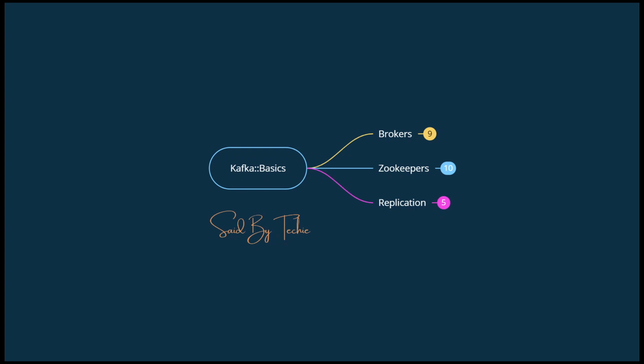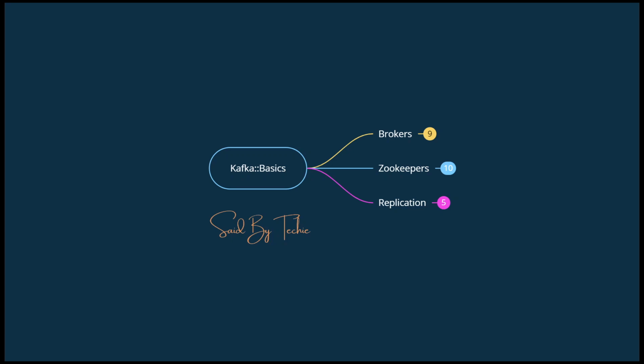What we are going to discuss now are Kafka basics. We have numerous concepts. Earlier, we discussed topics, partitions, and what producers and consumers are. But what are the building blocks of Kafka?